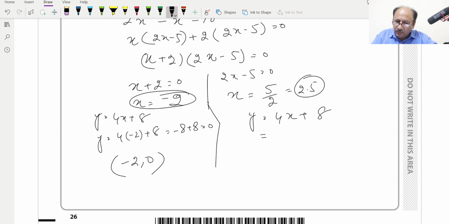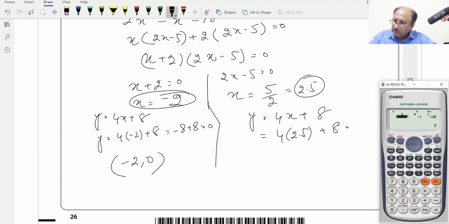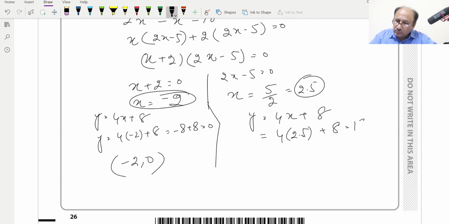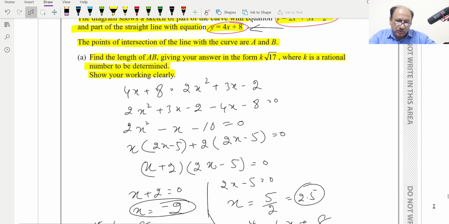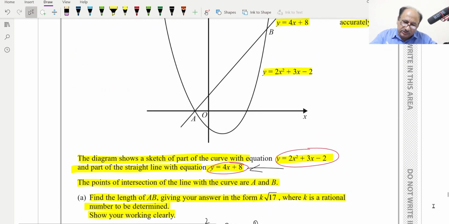We will replace x with 2.5: 4 into 2.5 plus 8 is equal to 18. So the point will be 2.5 and 18. So this will be minus 2 and 0. We can see minus is this one. So coordinates of A are minus 2 and 0.